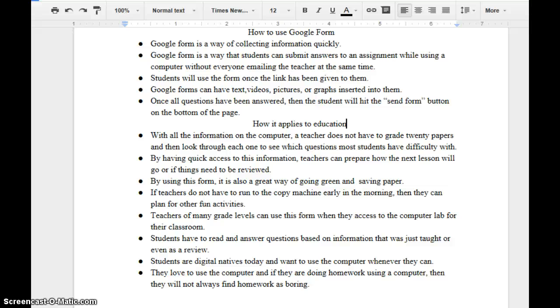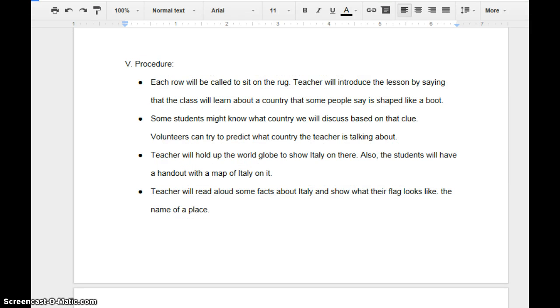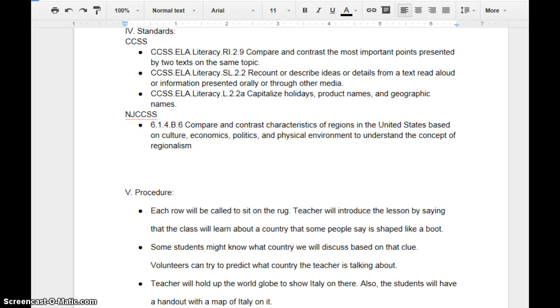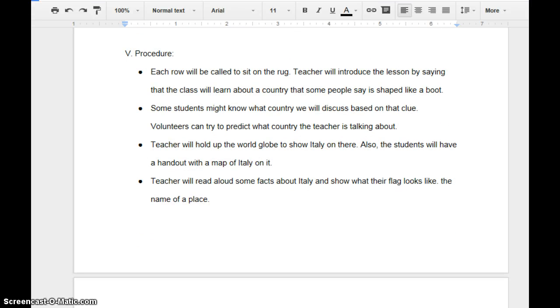The lesson that I would use my technology with would be about Italian culture. The students will be able to write at least 2 facts about Italy that he or she has learned. And then the students will be able to write similarities and differences on how he or she celebrates a winter holiday and how children in Italy celebrate. So during this lesson, I would read a book called The Legend of Old Befana.